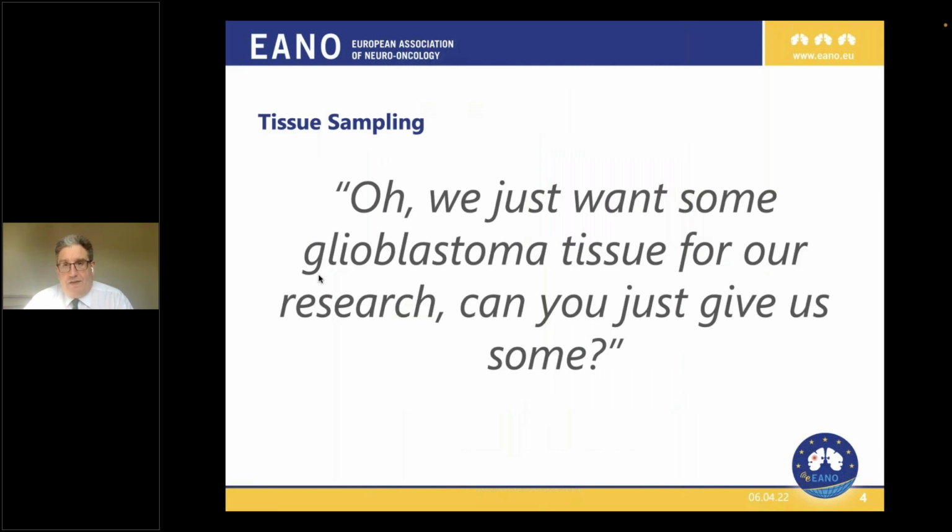So this is a common thing we get as surgeons. Oh, we just want some glioblastoma tissue for research. Can you just give us some? Or can you give us some samples from your tumour bank that you've already got?